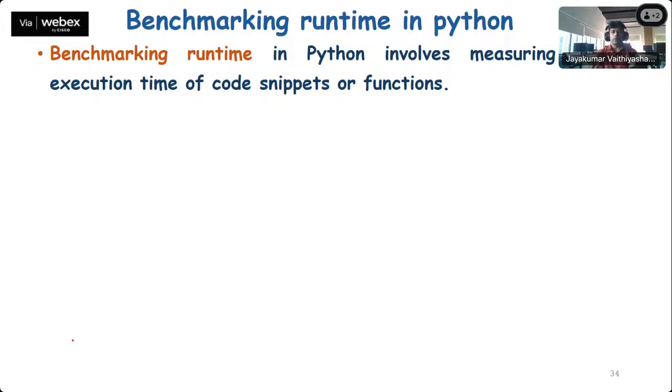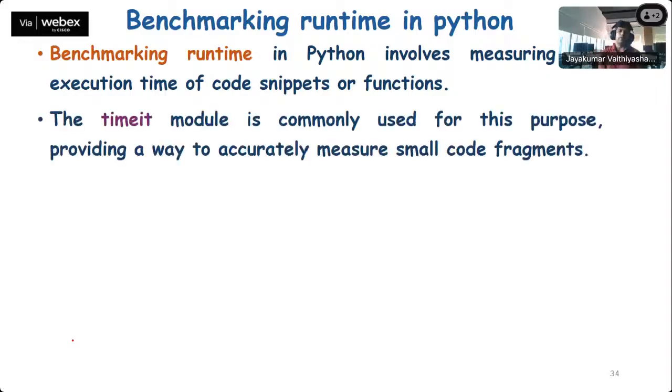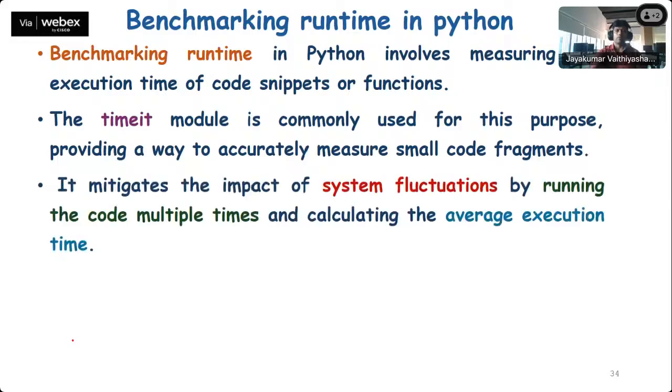So once you have an algorithm, if you are running any solution, any coding, you need to benchmark. What is the meaning of benchmark? Benchmarking the runtime in Python, or any language, involves measuring the execution time of your code snippet or function. It is like a time clock: from starting time to ending time, you are able to know how much time it consumed. For that we use the timeit module, which is a predefined module available in Python, commonly used for this purpose. It provides a way to accurately measure small code fragments.